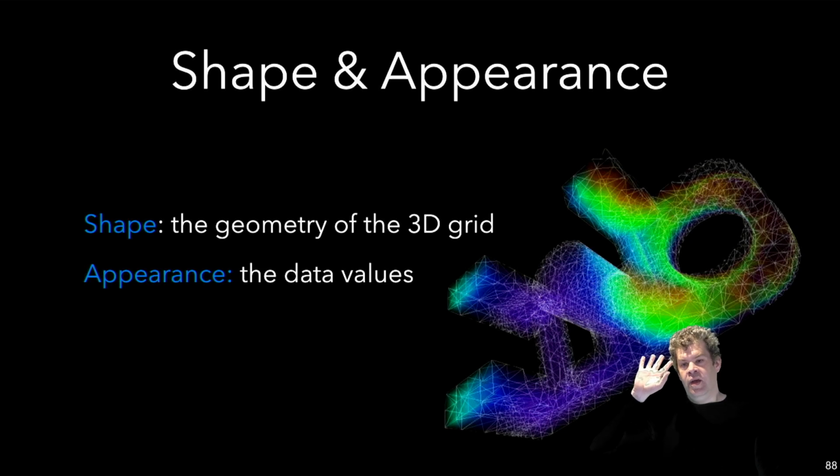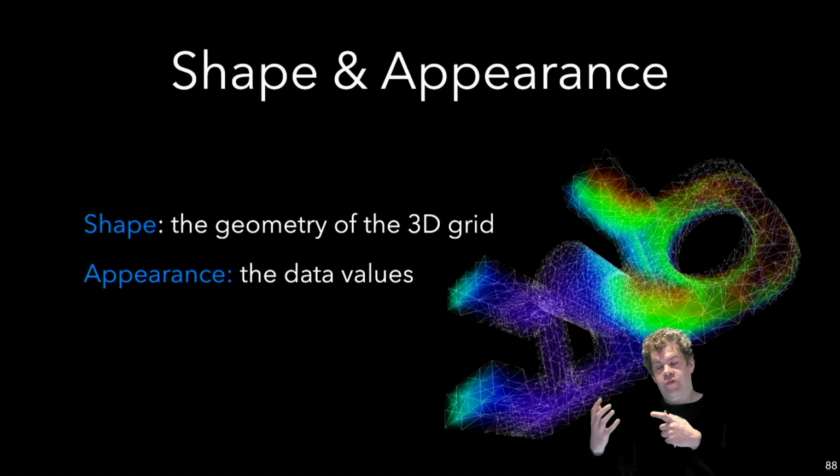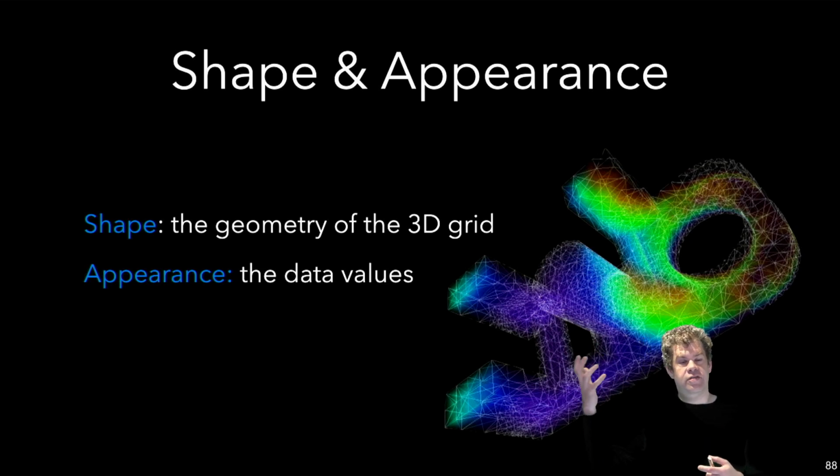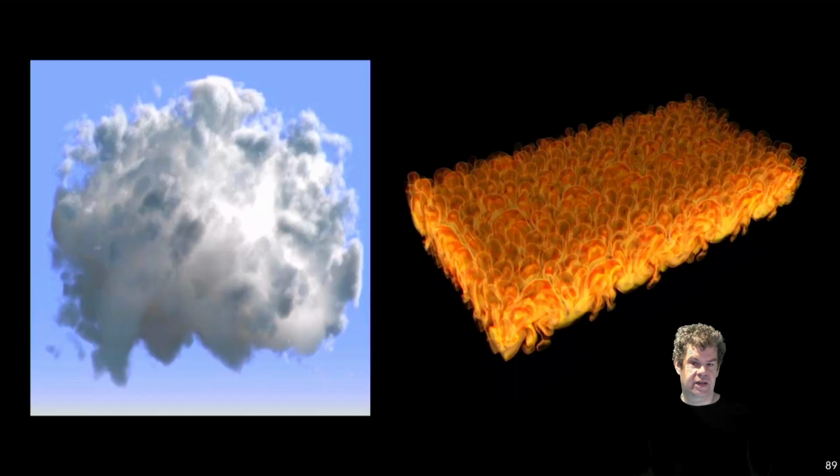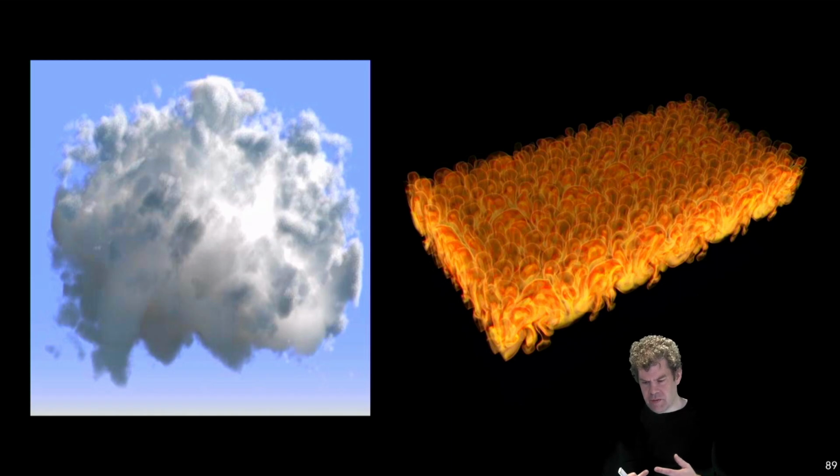Good. So volumes. I said we want to move to volumes. We want to move to 3-dimensional data sets. I already showed you this Mandelbrot thing. So here's a couple of other examples. There's a cloud, obviously, on the left, and there's a fire simulation. It's a flame simulation, a combustion simulation to be precise.